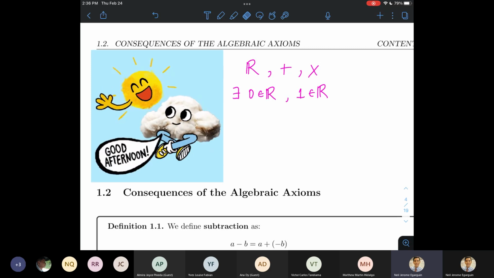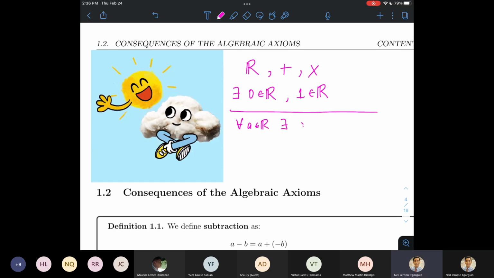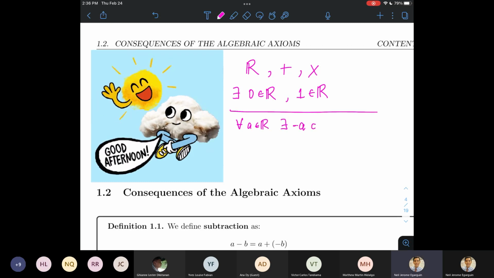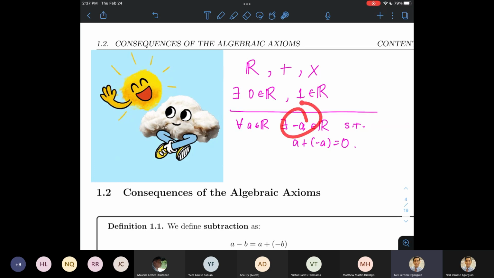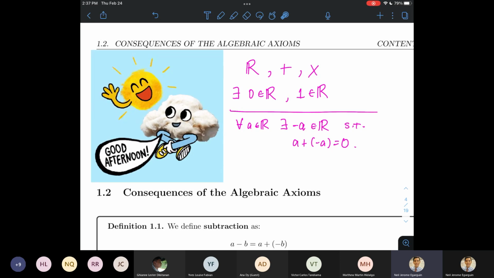And then we have A4, the existence of an additive inverse for every real number. So that means for any real number A, there exists a real number denoted by negative A, such that A plus negative A is equal to the additive identity. Now, there's a bit of abuse of notation here. I'm calling this negative A, but in fact, we don't know what being a negative number is, right? So that's why it is more rightfully called the additive inverse of A.